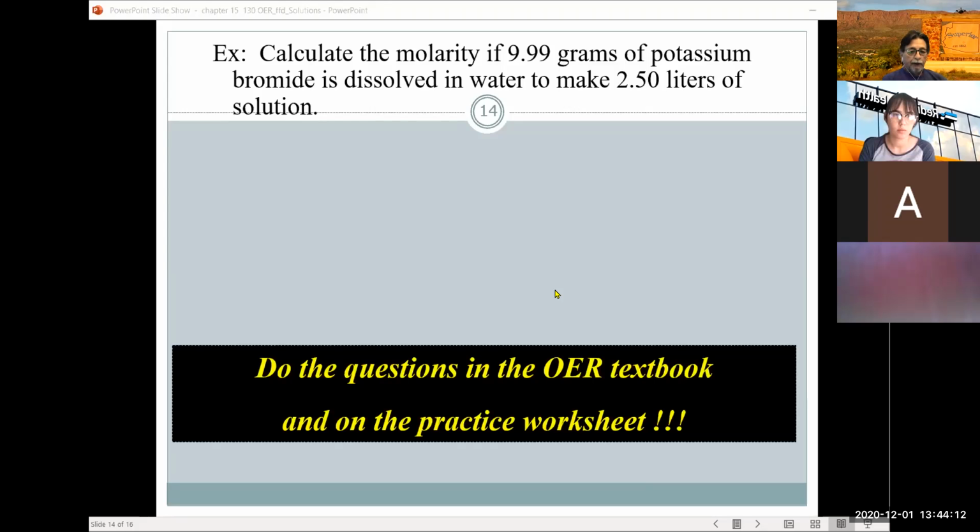Okay, well, like I said earlier, I need the molar mass. Well, before I need the molar mass, I need to make sure I write the formula correctly for potassium bromide. Okay, so here we go. We're writing formulas.